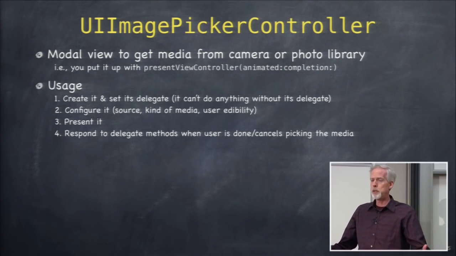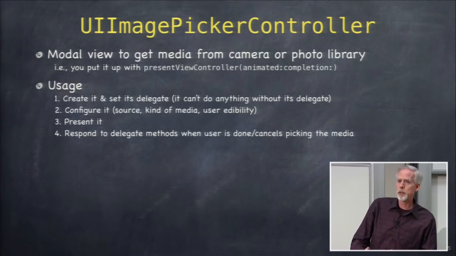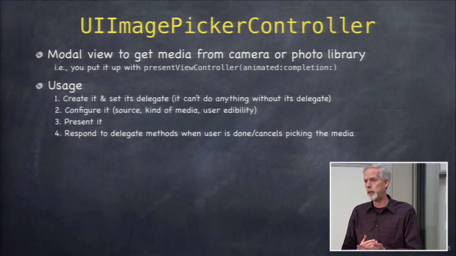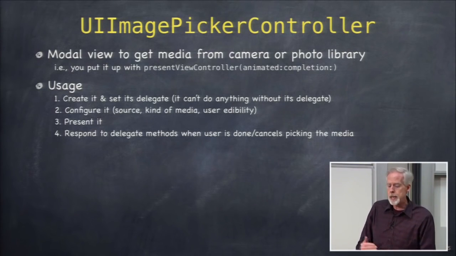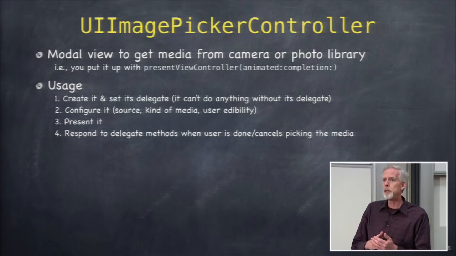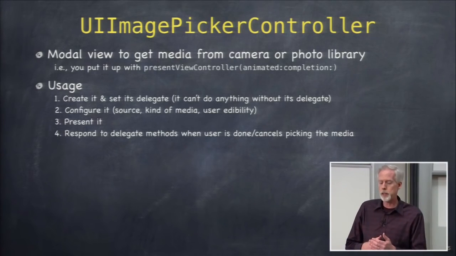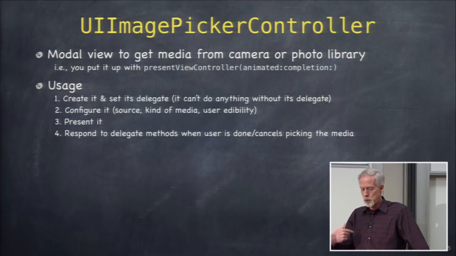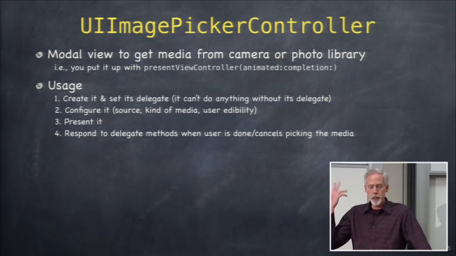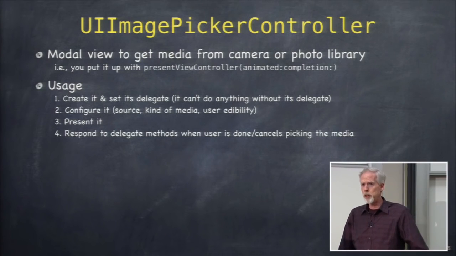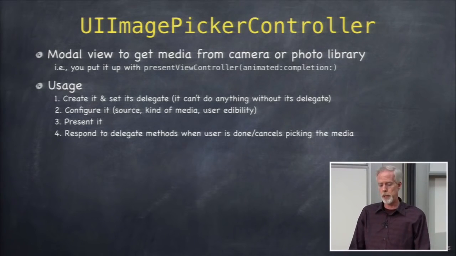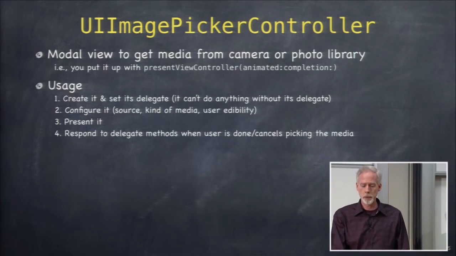So the process of using the UIImagePickerController to get something from the camera is you create it and you set its delegate. It won't do anything without its delegate, so you have to set its delegate. Then you're going to configure it: do you want just still images or video? Do you want users to be able to edit the pictures they've taken before they import them into your app, etc.? Then you just present it with present view controller. And then you're going to respond to delegate methods that tell you, okay, I took a photo. Here's the image data, or the URL of the video that the user took. So that's pretty much it.